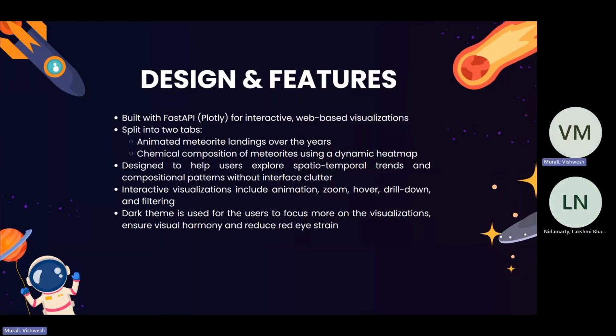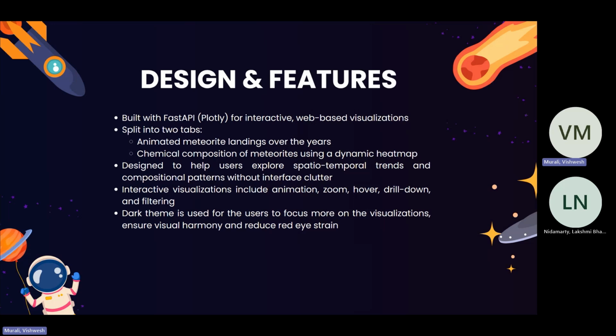As mentioned in the earlier slide, we have built an interactive web-based visualization. It contains two tabs as primary. So one is the meteorite landing over the years, which includes a dynamic geospatial map along with a dynamic bar graph, and the other one is the chemical composition of the meteorite, which is shown using a dynamic heat map.